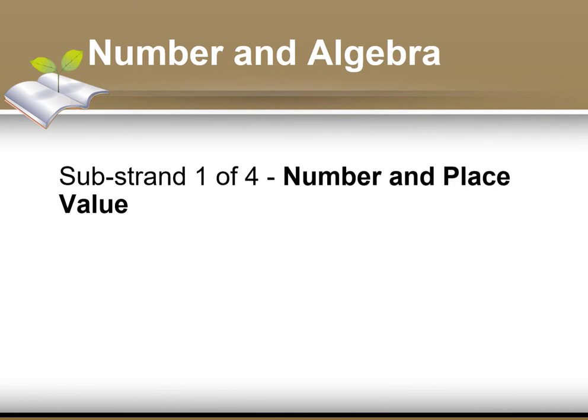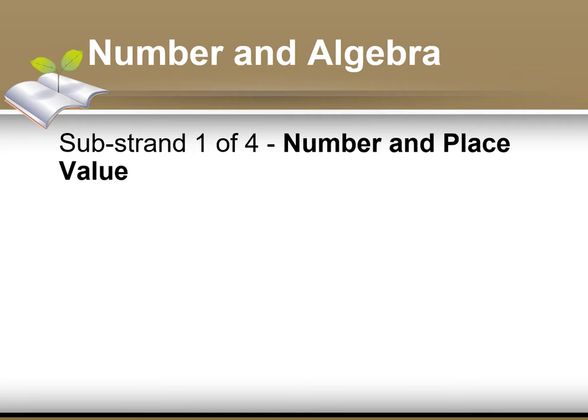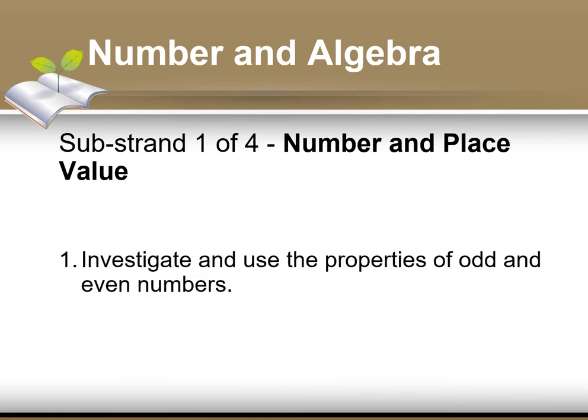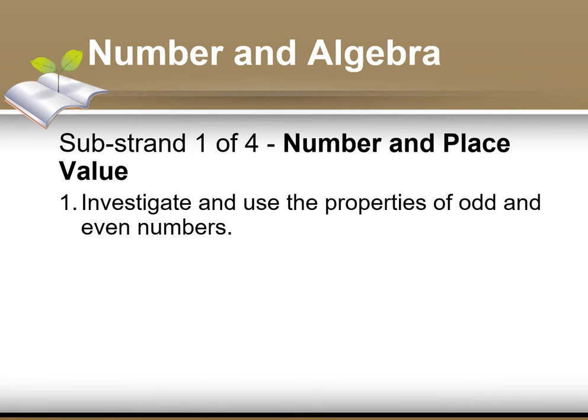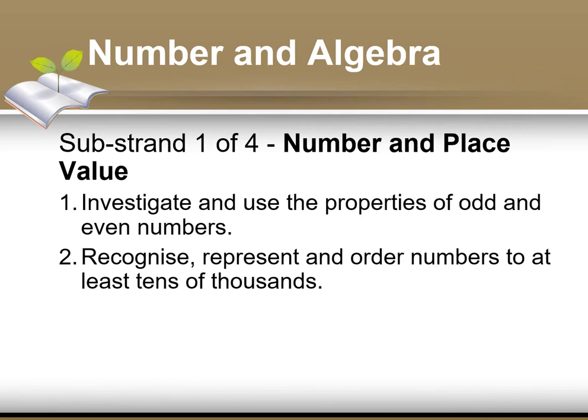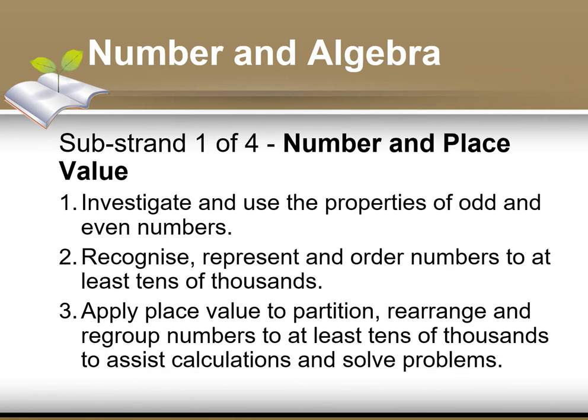So here are the number and algebra content descriptors. The first substrand will be number and place value. First things first, they will be investigating and using the properties of odd and even numbers and seeing how they're different. Recognizing, representing, and ordering numbers to at least tens of thousands. So obviously that will be in the fifth column when you look at it in place value of ones, tens, hundreds, thousands, and then 10,000s.